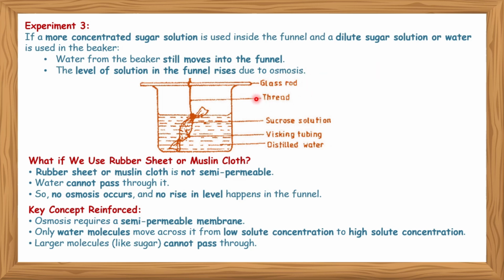This is the glass rod, this is thread, sucrose solution, this is the thistle tube, and this is the distilled water. What if we use rubber sheet or muslin cloth? Rubber sheet or muslin cloth is not a semi-permeable membrane and water cannot pass through it, so no osmosis occurs and no rise in level happens in the funnel. Key concept reinforced: osmosis requires a semi-permeable membrane. Only water molecules move across it from low solute concentration to high solute concentration. Larger molecules like sugar cannot pass through.